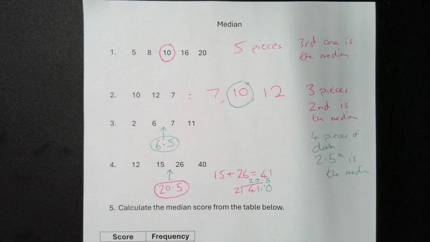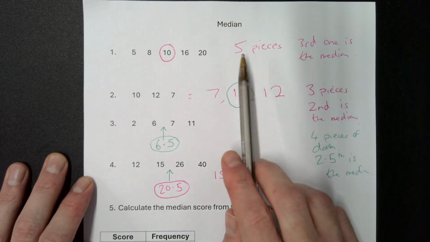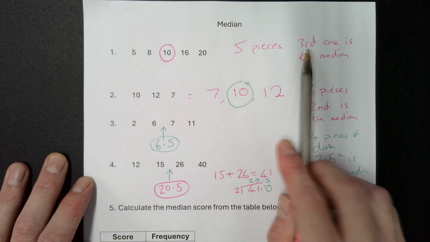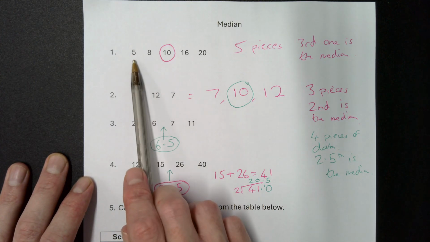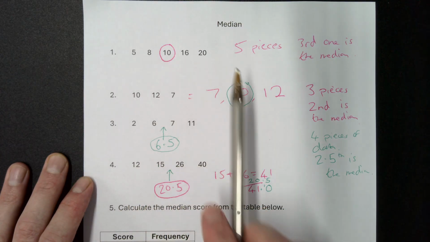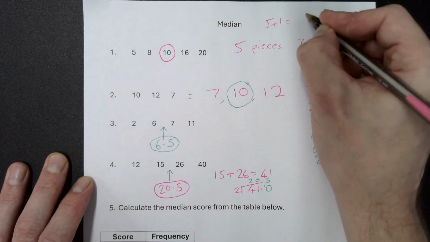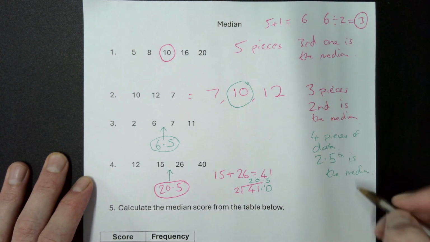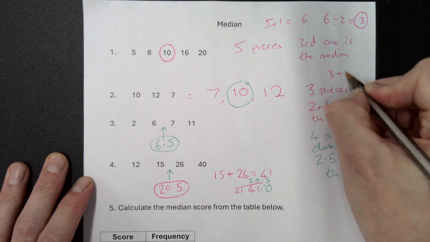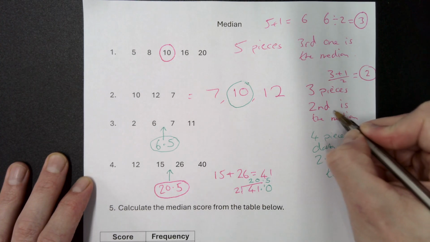Okay, so let's try and get the rule to spot which value is going to be the median. If you've got 5 pieces of data, the third one's the median. 3 pieces, it's the second one. 4 pieces, it's the 2.5. Now the rule is, no matter how many pieces of data you've got, you add 1, then you half it. So 5 plus 1 equals 6, half of 6 equals 3. So it fits. 3 pieces of data, you do 3 plus 1, and you half it, gives you 2, the second piece of data.